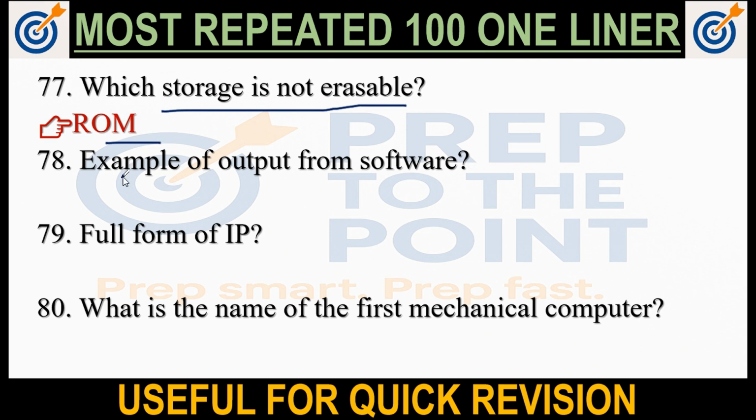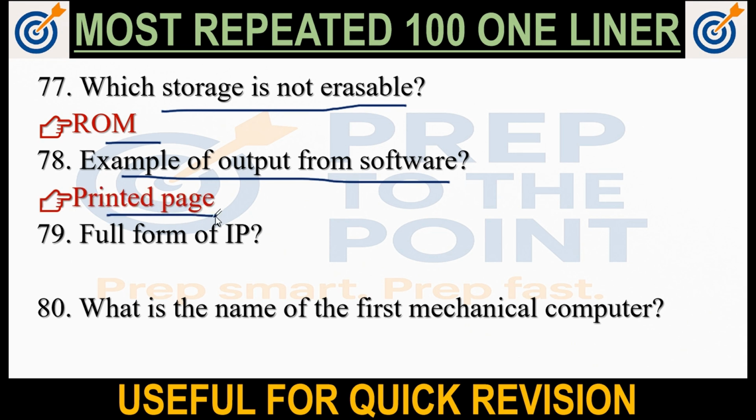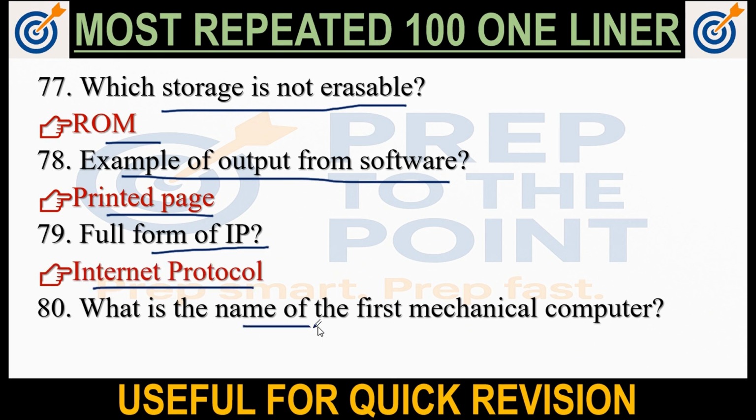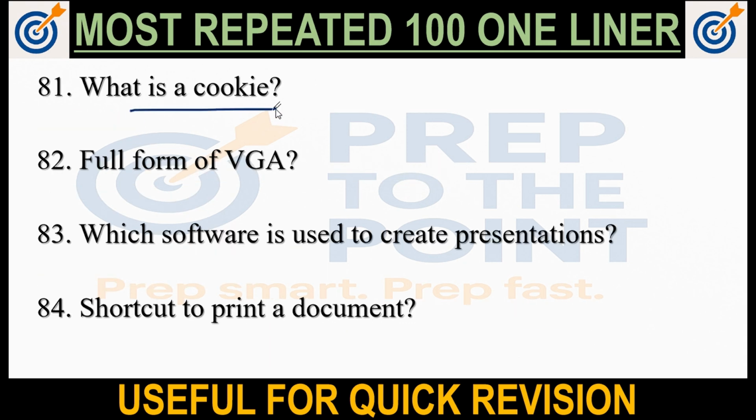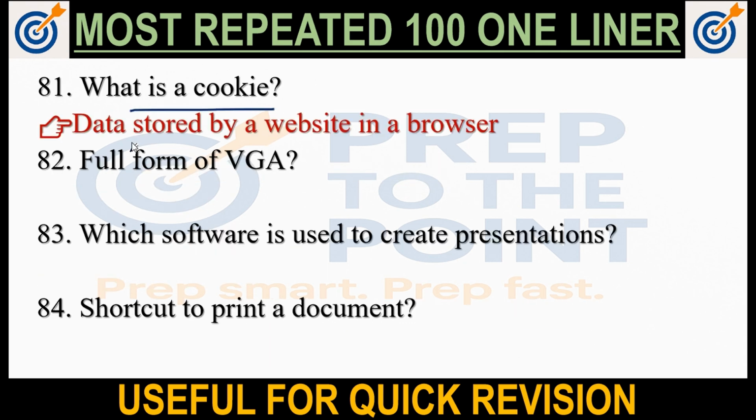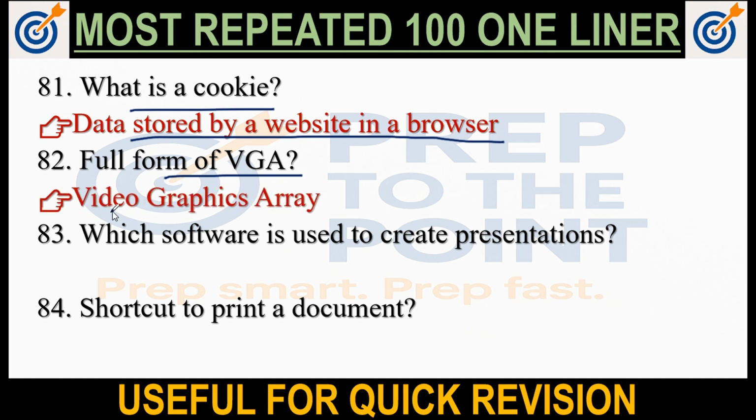Example of output from software. Printed page. Full form of IP, Internet Protocol. What is the name of the first mechanical computer? Analytical Engine. What is a cookie? Data stored by a website in a browser. Full form of VGA, Video Graphics Array.